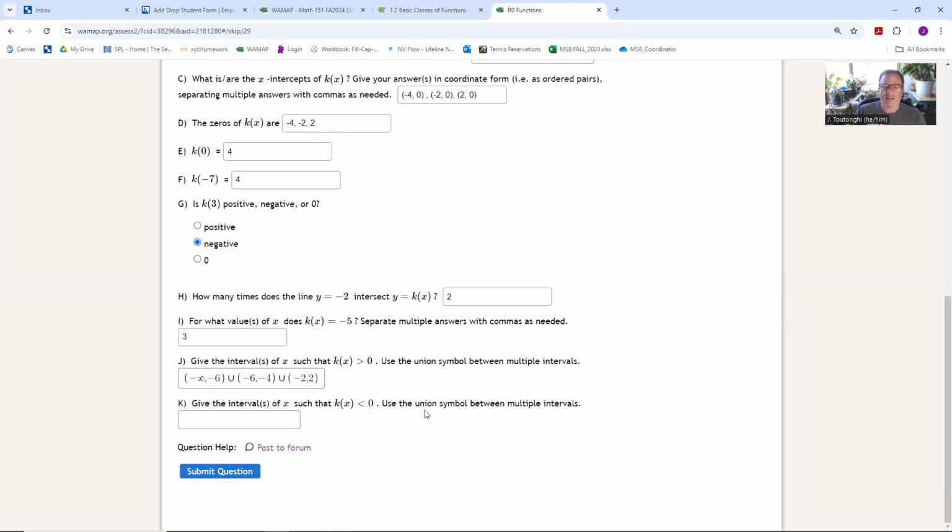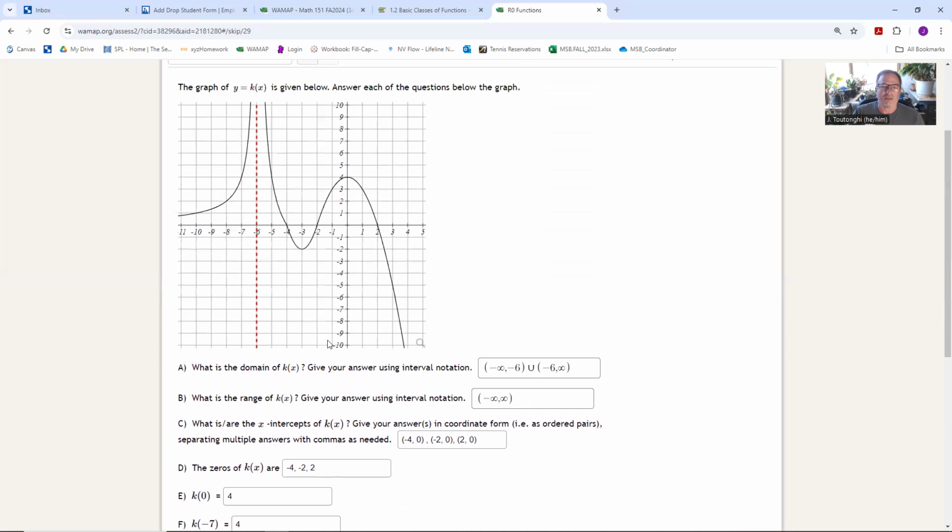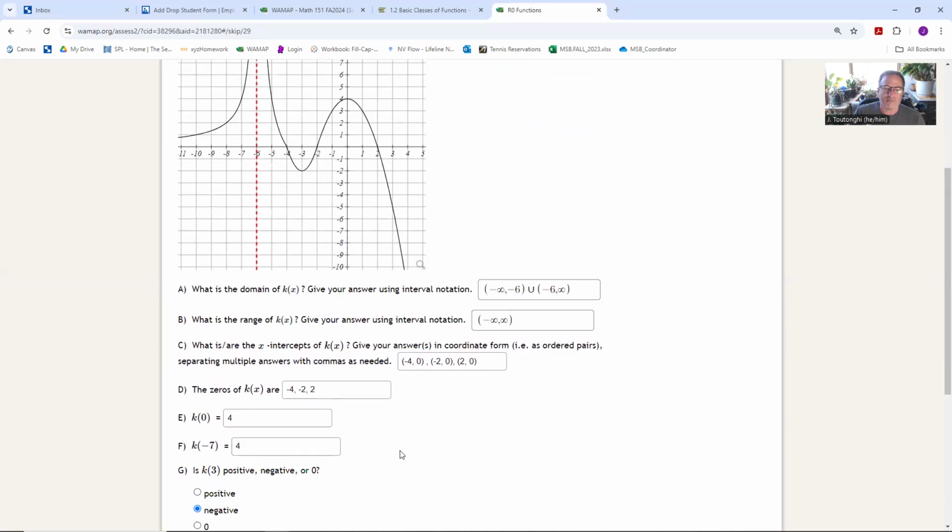Where is k of x less than 0? And again, I don't want to include where it equals 0. So it's less than 0 between here and here. So x goes from -4 to -2. And then again from 2 when x is from 2 to infinity.